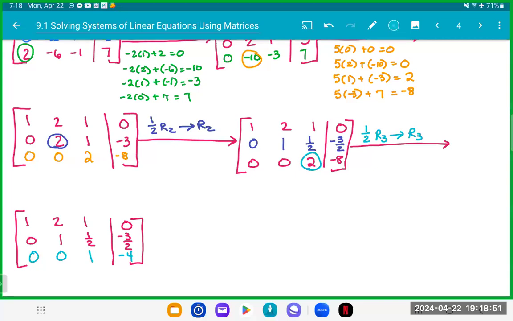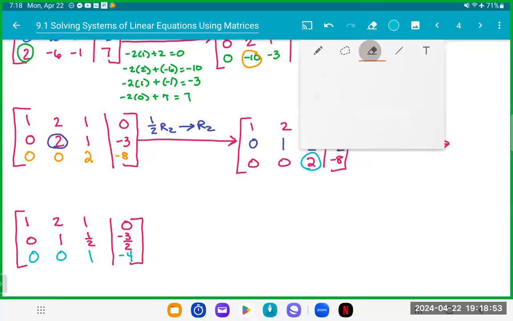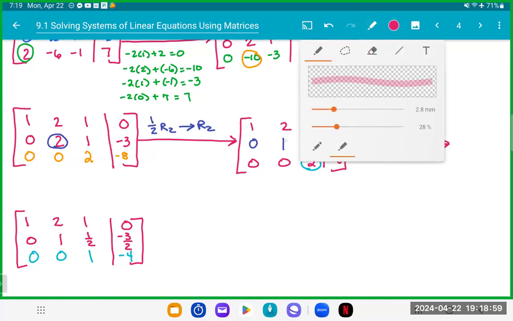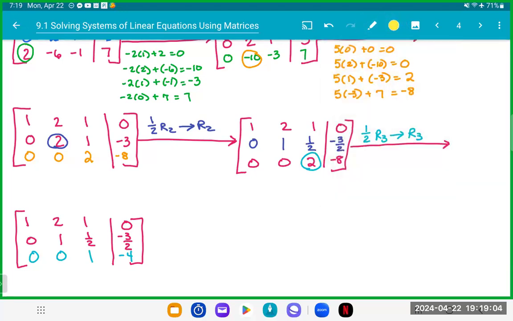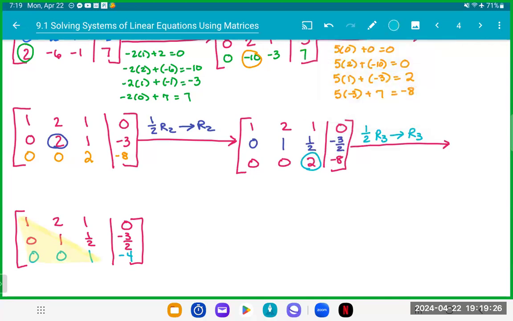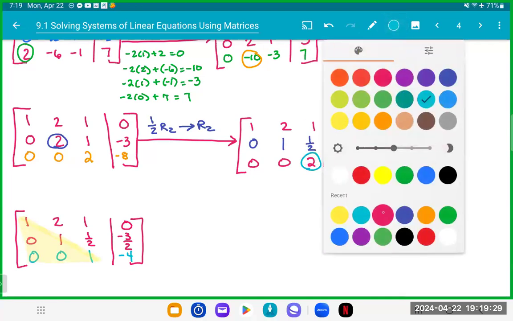Okay, so now you can see, change to a highlighter. You can see here then that we have this diagonal of 1s and everything below it is a 0. And that's what we were aiming to get. That was what we were trying to achieve. We have done that. So now let's just write our equations out.